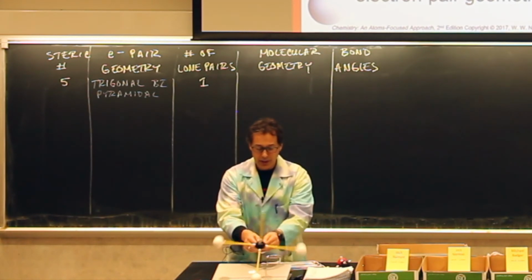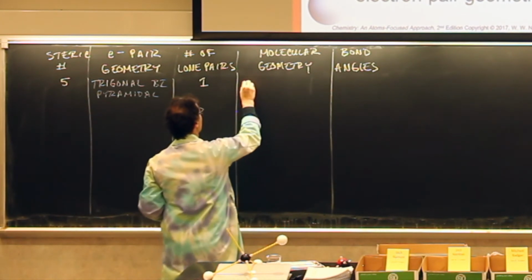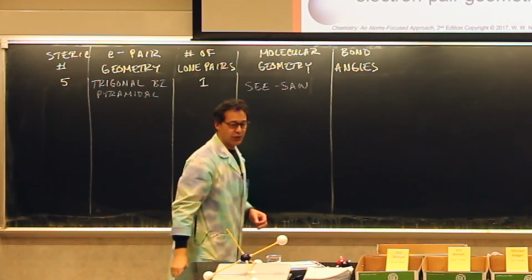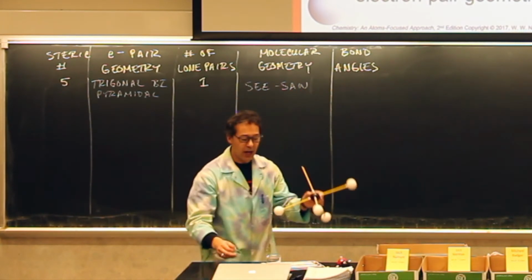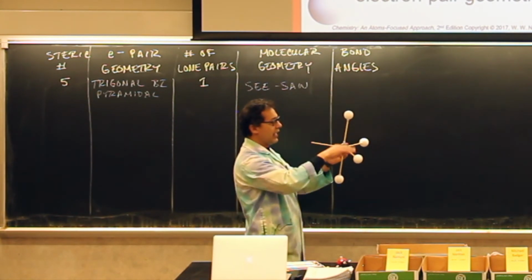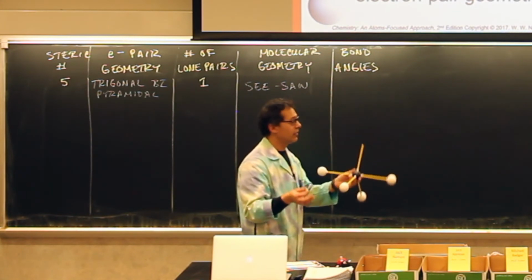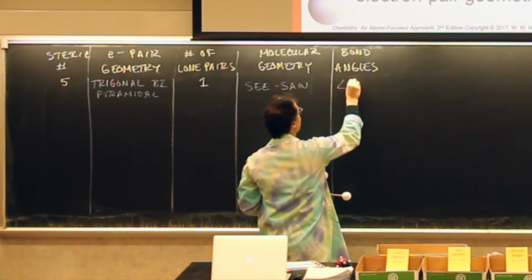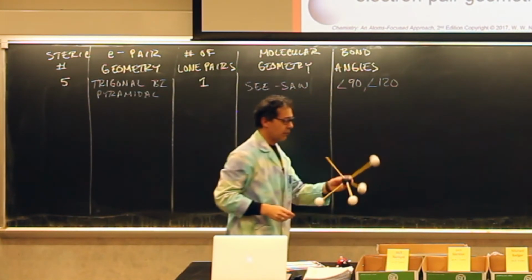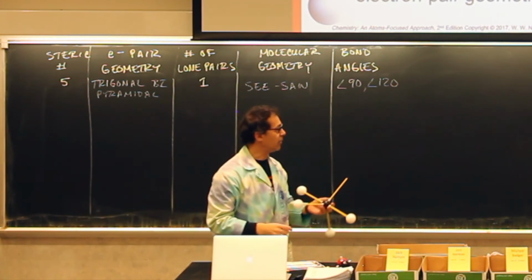So this shape, there's another name for teeter-totter. This is called seesaw. This is a seesaw shape. And our bond angles on this, we'd expect our bond angles to be 90 degrees and 120 degrees, but because we have that lone pair on there, we'll say less than 90 and less than 120. Whenever you have a lone pair, expect to see something most likely being squished.